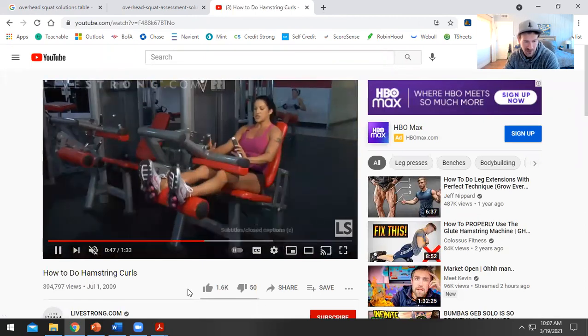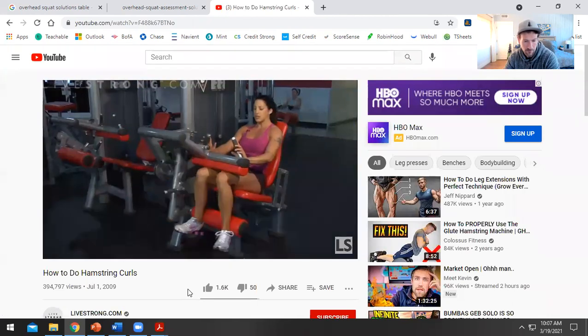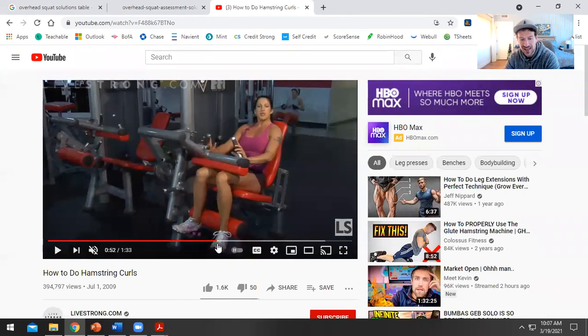Now let's see what happens during the contraction. Okay, see that outward angle right there? See how she's turning her foot this way? That's the biceps femoris short head on the lateral outside portion of the thigh actually contracting a little bit, compared to if her toes were in alignment.